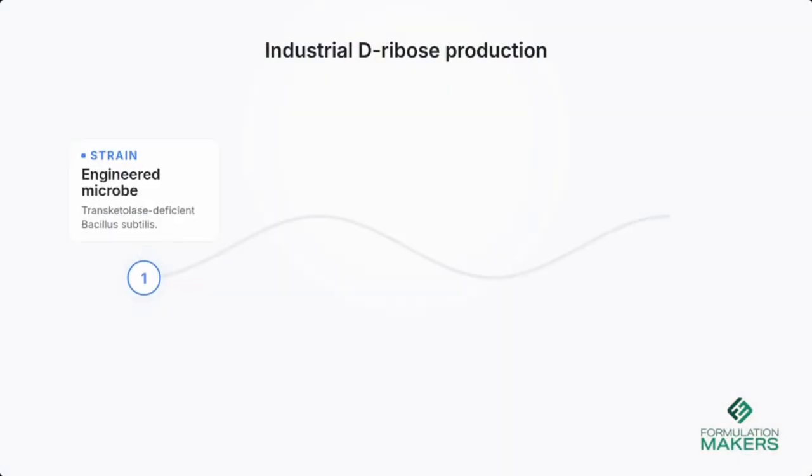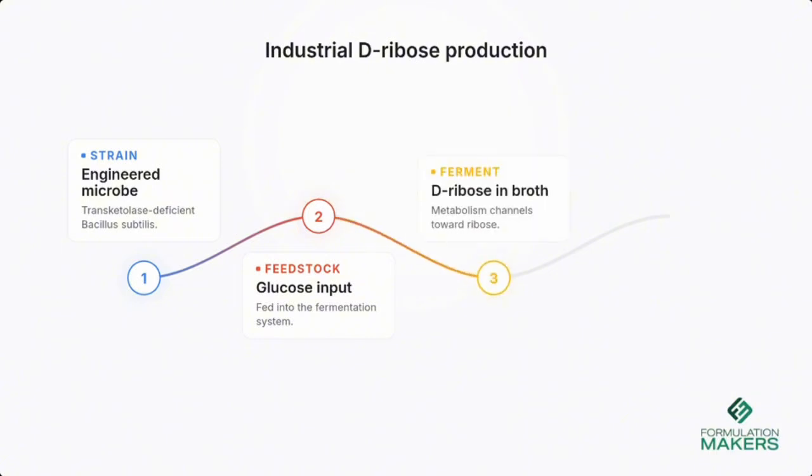For ingredient supply, industrial D-ribose is typically made by fermentation using transketolase-deficient Bacillus strains, which are tuned to channel metabolism toward ribose production. In that process, glucose is fed into the fermentation system, converted into D-ribose in the broth, and then the ribose is purified into the ingredient form used downstream.